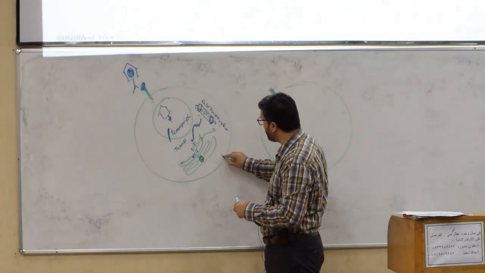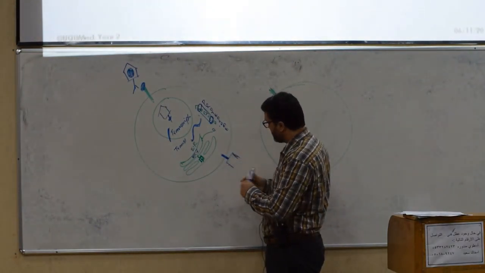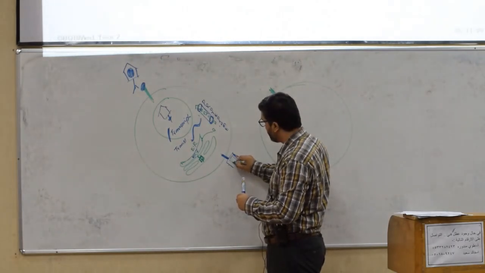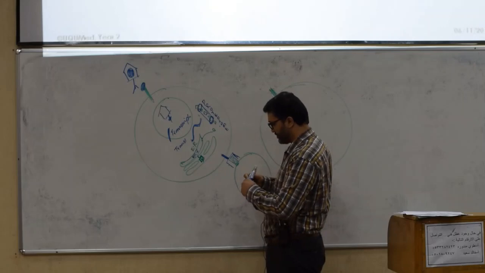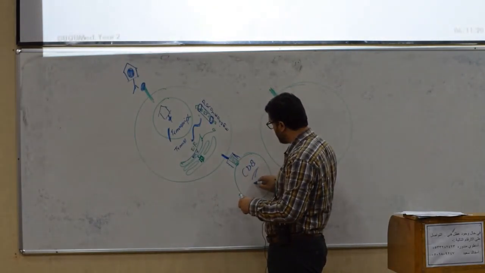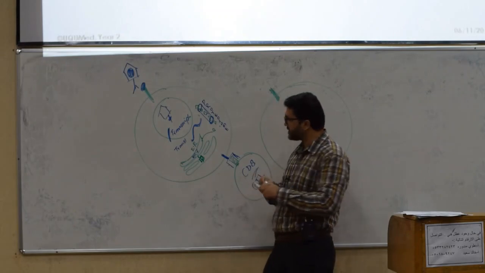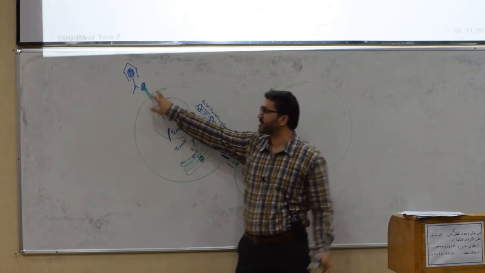And then finally MHC class 1 comes to the surface with the viral protein, and who is it going to present to? CD8, CTL, cytotoxic T lymphocyte. So just remember this thing, that viruses for entry, what do they need?